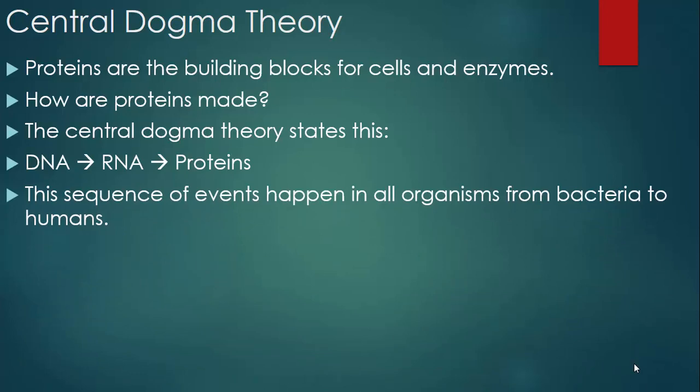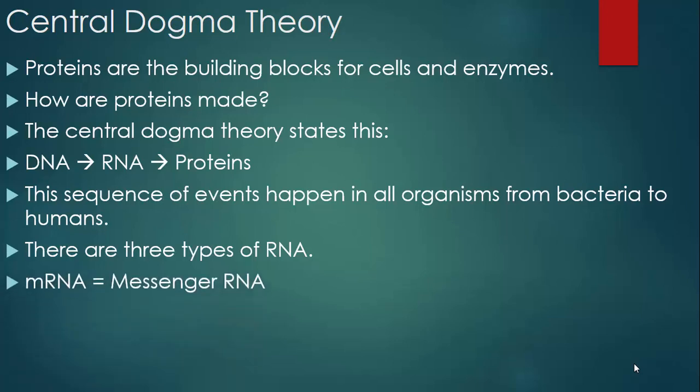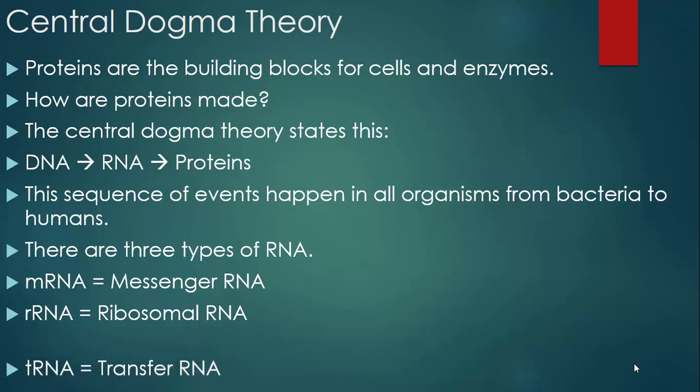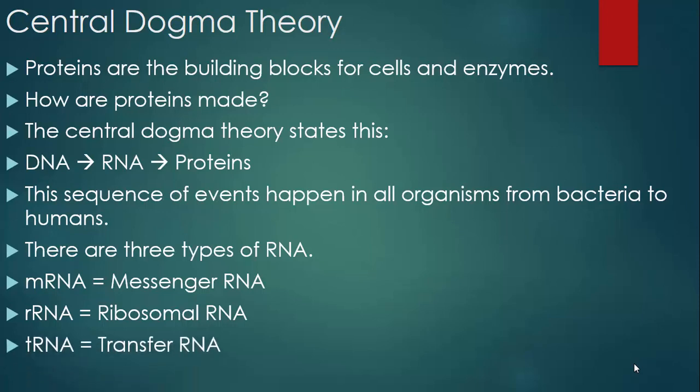Now, this sequence of events happens in all organisms, from single-cell organisms like bacteria all the way to complex multicellular organisms like humans. And there are 3 types of RNA, which is ribonucleic acid. There's mRNA, and yes, that is a lowercase m that is written correctly. The m stands for messenger RNA. We also have a lowercase r, rRNA, and that is written correctly as well. That stands for ribosomal RNA. And the last one, with a lowercase t, tRNA, is written correctly as well. That stands for transfer RNA. And we're going to talk about what those actually do.